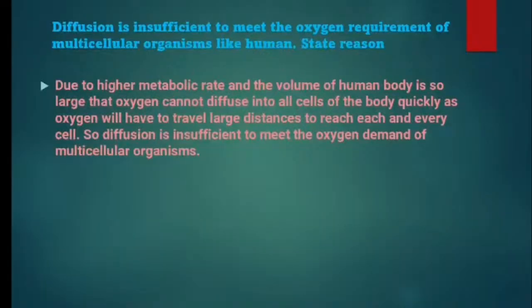Diffusion is insufficient to meet the oxygen requirements of multicellular organisms like humans. State reason. Due to the higher metabolic rate, and the volume of the human body is so large that oxygen cannot diffuse into all cells of the body quickly, as oxygen will have to travel large distances to reach each and every cell. So, as you all know, humans are multicellular and the whole body system is so complex, and diffusion is a very slow process.